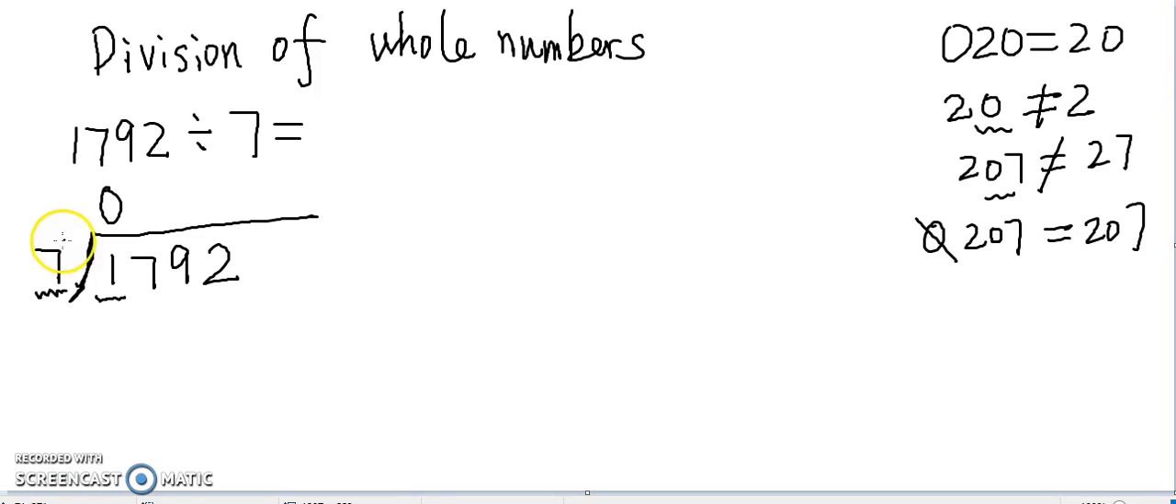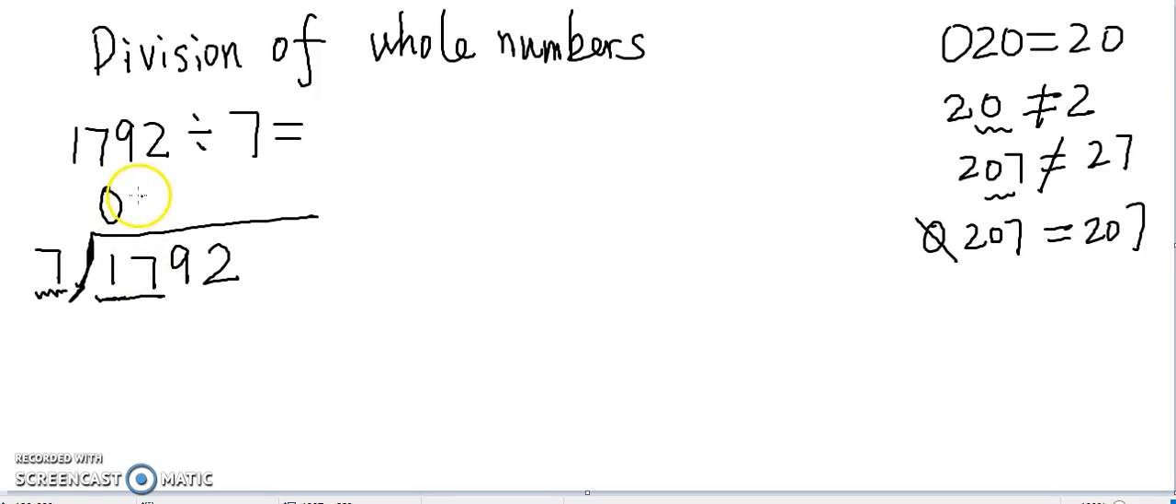So 7 times 0 gives us 0, and 1 minus 0 still gives us 1. Usually we don't really do this because when you subtract a 0, it's not going to change anything. So you can say, because 7 does not go into 1, I'm going to add one more digit and take a look. Does 7 go into 17? Yes, 7 goes into 17.